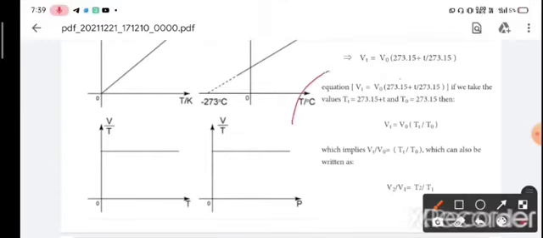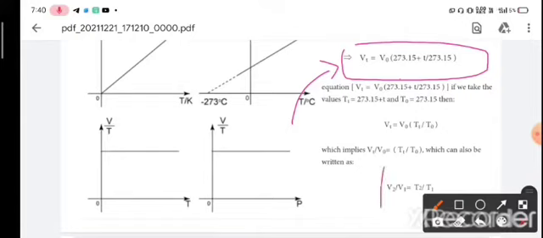Now if we take V naught common, then this is the final relation. Vt is equal to V naught times (273.15 plus T) upon 273.15, right? You can calculate the end result of Charles' law here. V2 upon V1 is equal to T2 upon T1, directly. Okay, this will come in your questions.